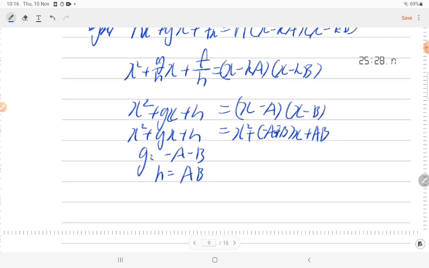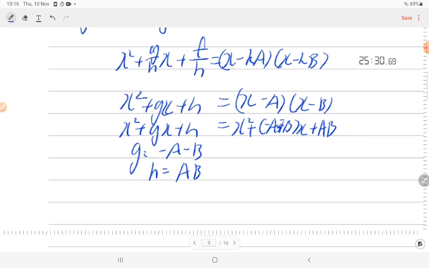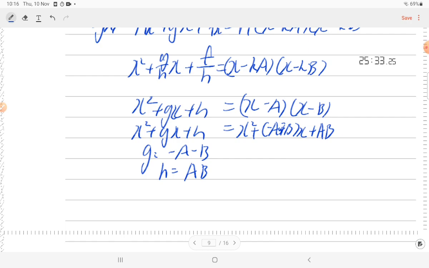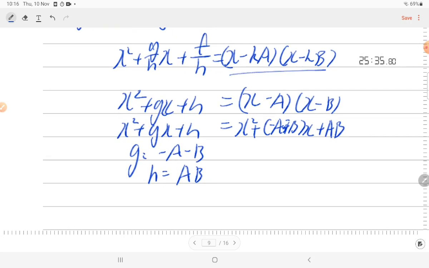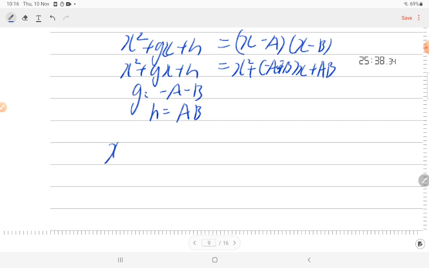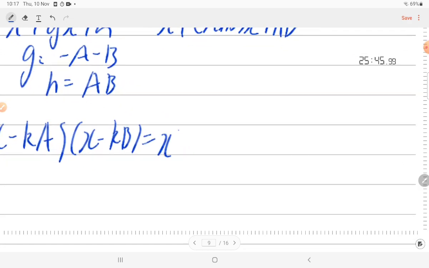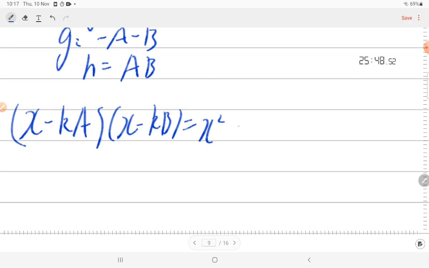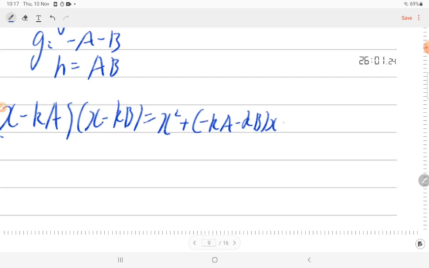So let's expand this. x minus ka over x minus kb. So you've got x squared plus this ka is kb x plus k squared ab.